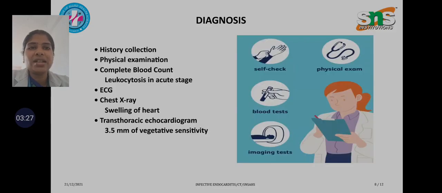Diagnosis is also done: history is collected, physical examination is completed, and a complete blood count shows leukocytosis in the acute stage. ECG is also done, with tachycardia noted in all the chest leads, and chest X-ray is also done, showing swelling of the heart. The transthoracic echocardiogram shows 3.5 mm of vegetation on the posterior mitral leaflet.